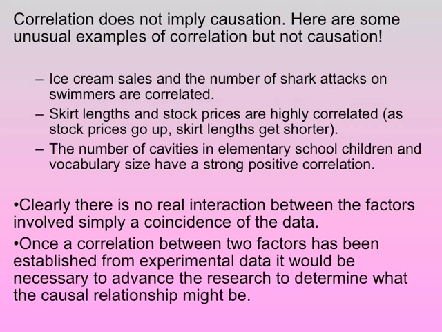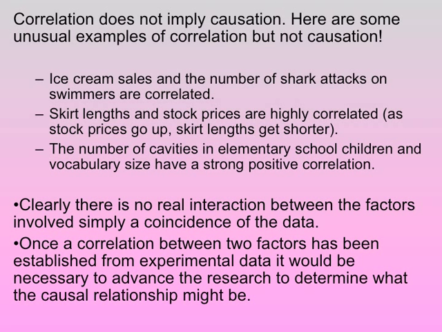Another example of not causation. Skirt lengths and stock prices are highly correlated. As stock prices go up, skirt lengths get shorter. Clearly they are highly correlated, but one thing does not cause the other. The number of cavities in elementary school children and vocabulary size have a strong positive correlation. Clearly, there is no real interaction between the factors involved, simply a coincidence of the data. It just happened that the higher one variable, the higher the other variable, but that doesn't mean that one causes the other.